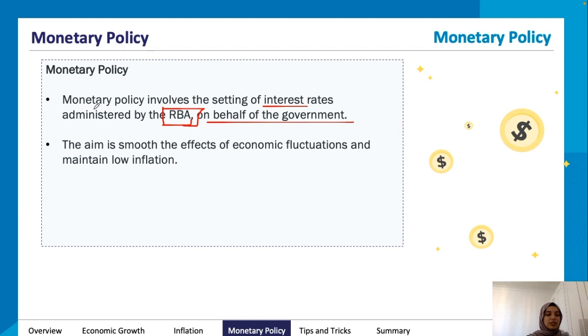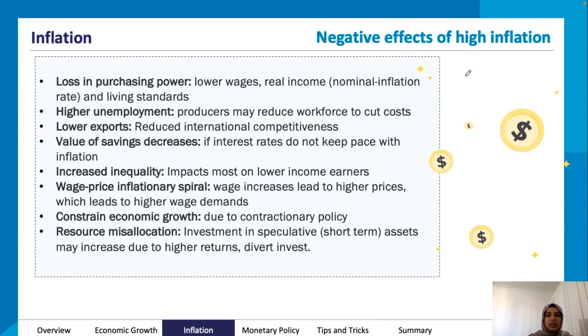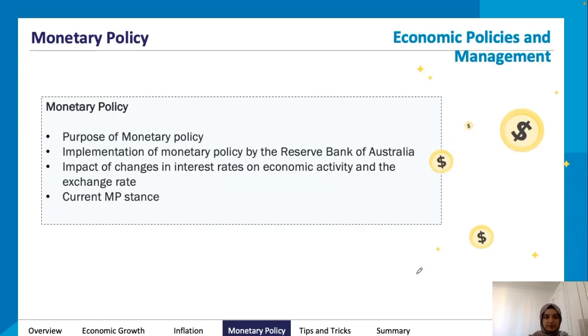And you may already have learnt about domestic market operations, DMOs. If you have not, I'm sure you will learn it as a part of your course as well. So the aim is to smooth the effects of economic fluctuations and maintain low inflation. All right, so we want to try and smooth out these fluctuations, these ups and downs that happen so often, and try and keep it as stable as possible. And the main idea is to lower inflation, because remember we went through the impacts of high inflation. There's a whole list. Okay, so we want to try and avoid that.